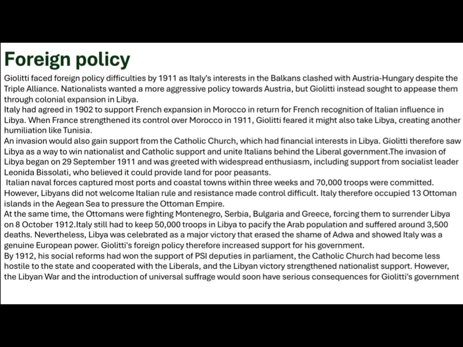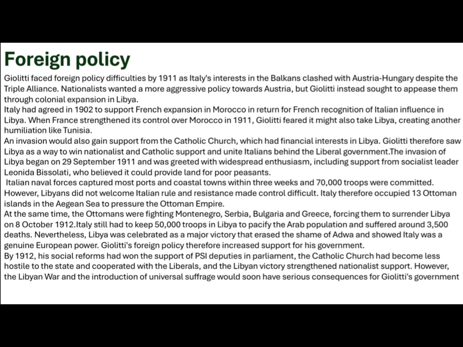from socialist leader Bissolati, who believed it could provide land for poor peasants. Italian naval forces captured most ports and coastal towns within 3 weeks, and 70,000 troops were committed. However, Libyans did not welcome Italian rule, and resistance made control difficult.